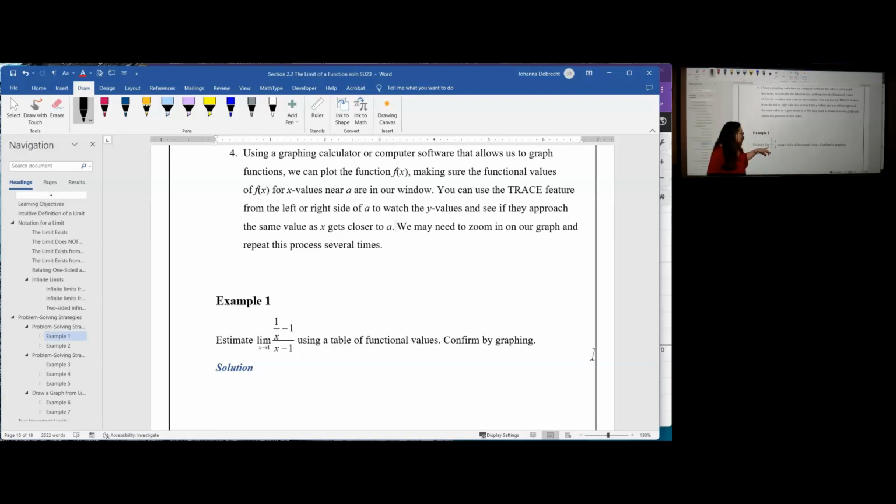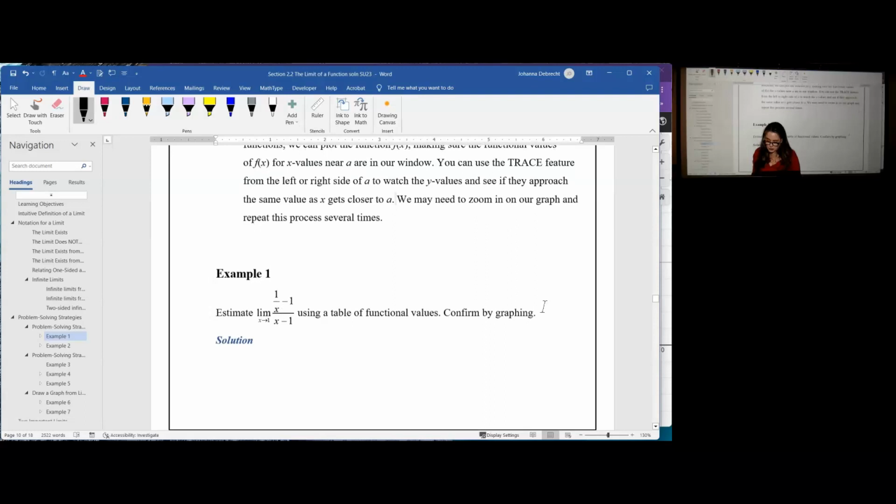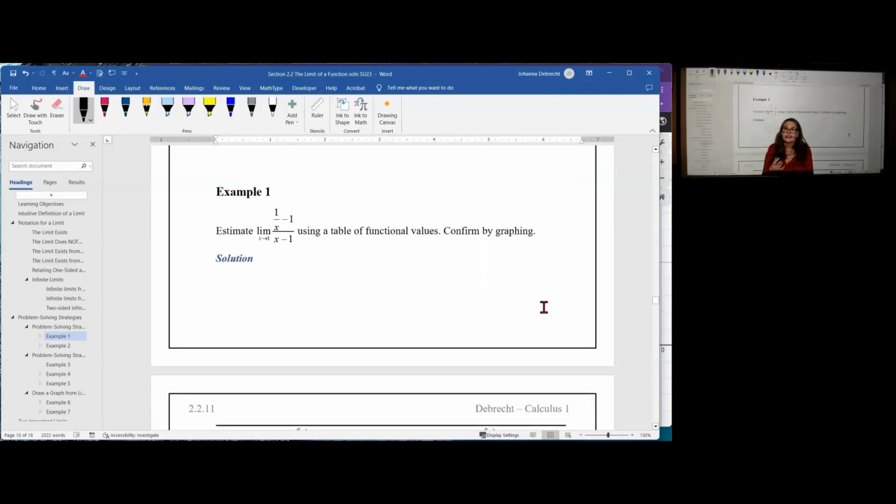We have the limit as x approaches the value 1, which causes a 0 in the denominator, so we know it's not defined there. There's a definite break in the graph. And the function is, in the numerator, 1 divided by x minus 1, and in the denominator, x minus 1. We want to confirm this by graphing. But the first thing you might want to do is a little bit of algebra. Let's clean up this function and make it a little bit easier to compute.